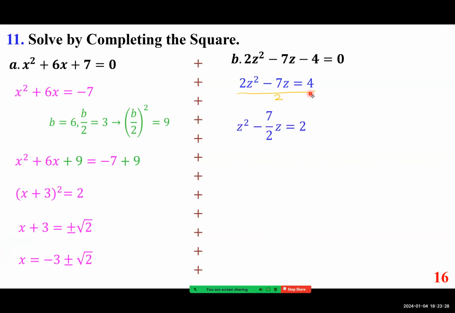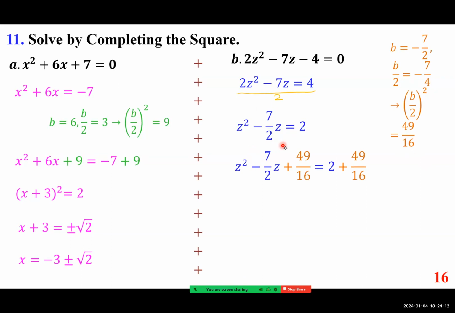We need to find b, which is negative 7 halves. We are going to divide it by 2. Negative 7 halves divided by 2 is negative 7 fourths. And if you square it, it becomes 49 over 16. I'm assuming this is elementary for everybody. So again, here's the b. When you divide a fraction by 2, you can multiply the denominator by 2, okay? And square. So let's add this number to both sides.